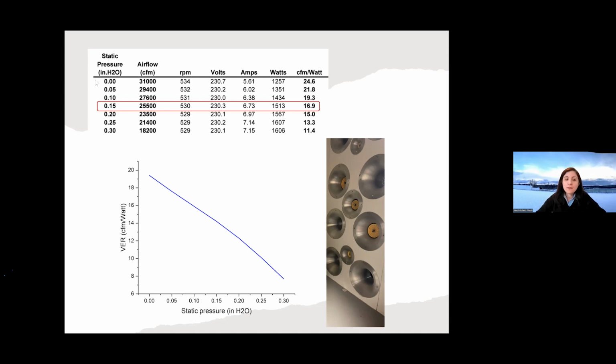Static pressure is never zero, but we want it to be a small number. If it is 0.05, it is a good design. I think 0.15 is acceptable. I have seen some buildings with a static pressure of 0.2, which is maybe still acceptable, but we probably don't want to see a number bigger than 0.2.